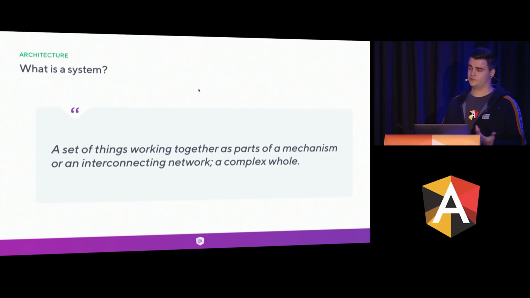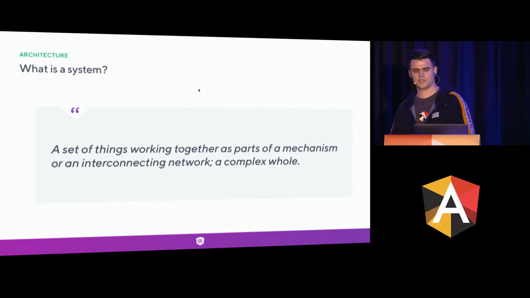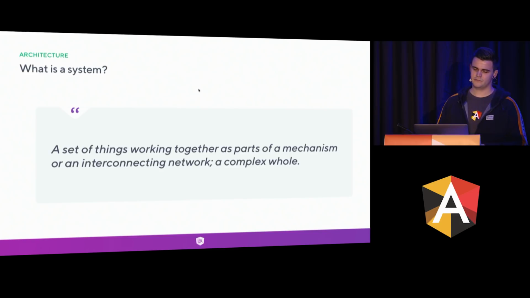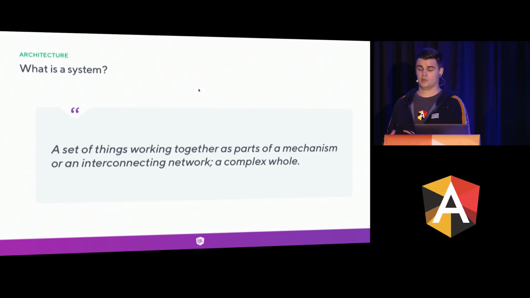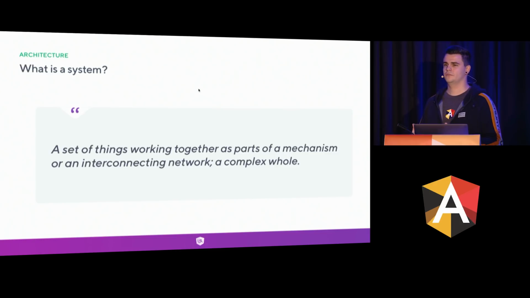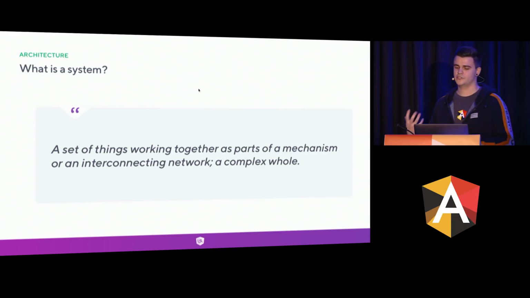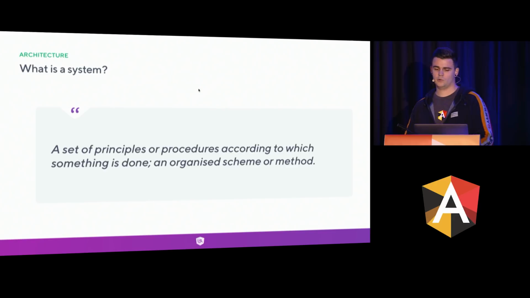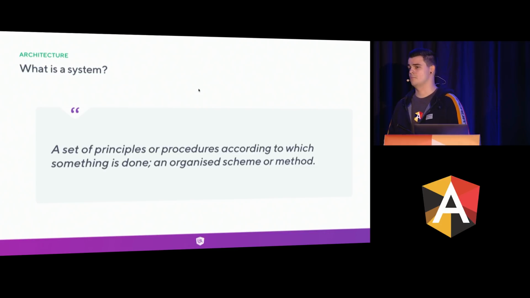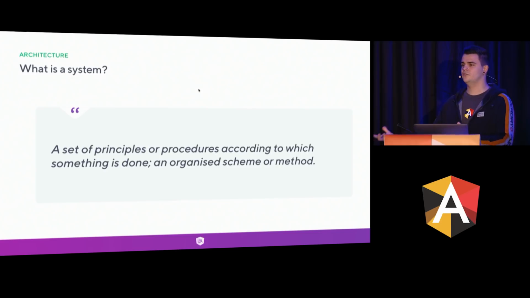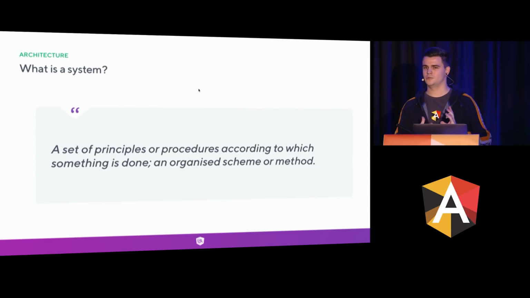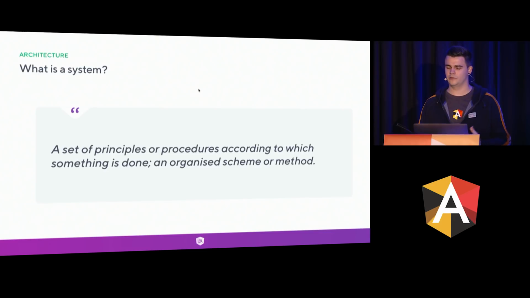So first off, what is a system? A set of things working together as parts of a mechanism or an interconnecting network or a complex whole. I think of a system like a train or an engine, all these complex parts that are individually working and come together to form something more complex. There's another quote on what is a system. It's a set of principles or procedures according to which something is done, an organized scheme or a method, which you can think of, as we continue, in terms of your code: Angular modules, components, all these types of things.